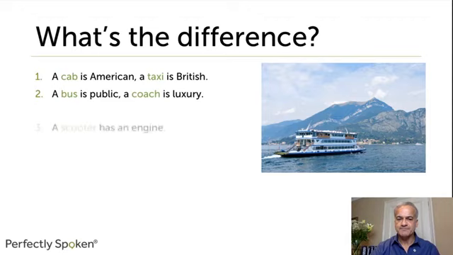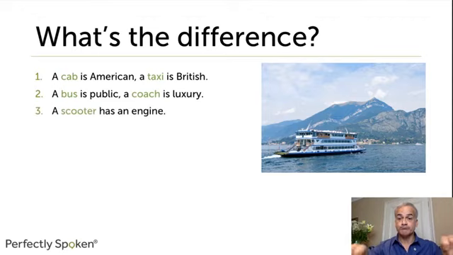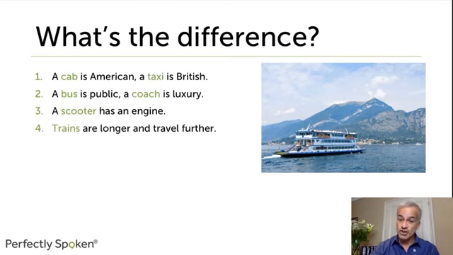Number three, a scooter has an engine. A bike doesn't have an engine. Trains are much longer and travel further than trams. So trams normally only in the city. And a ferry is for passengers. So in the photograph, you can see a ferry.